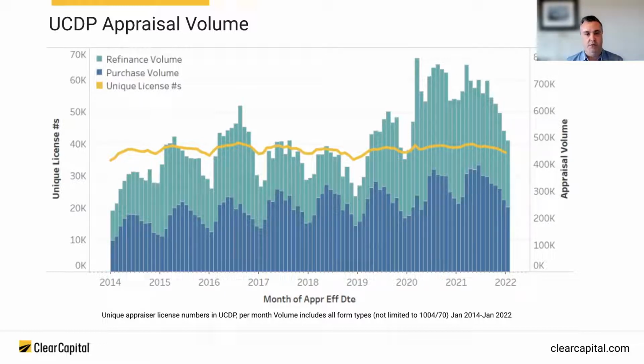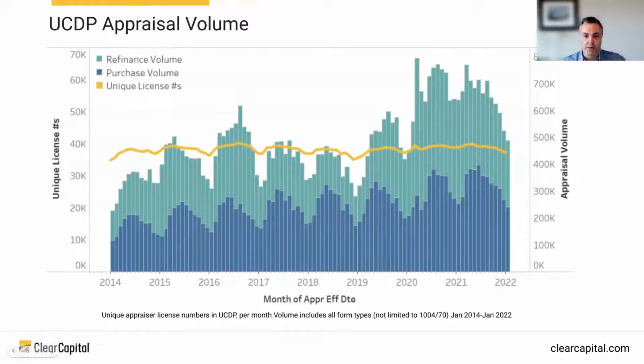So the GSEs needed to get creative, come up with some alternative solutions to help homeowners and borrowers alike achieve those desires a lot quicker than what we've historically been seeing because of that supply and demand issue.